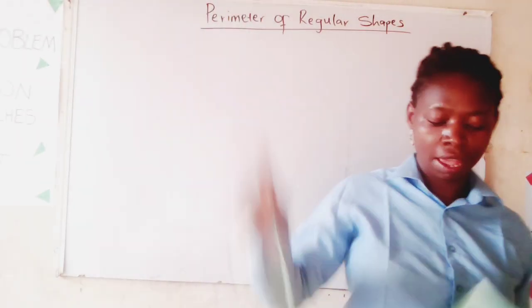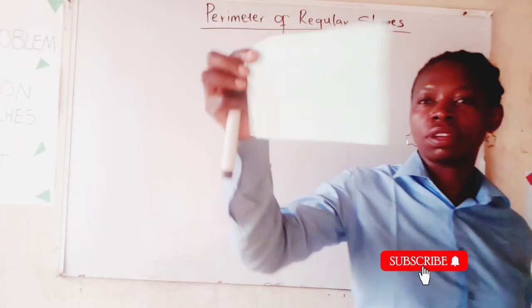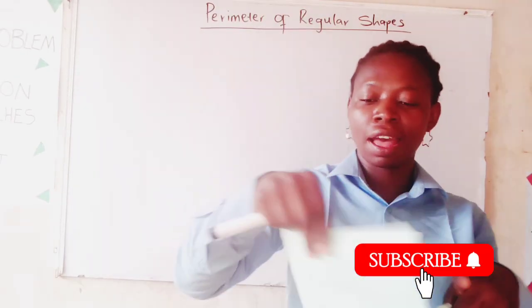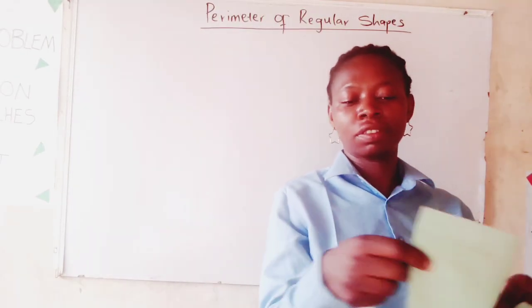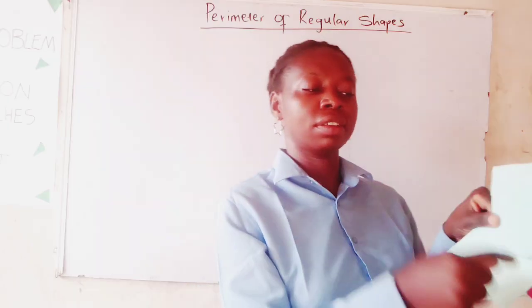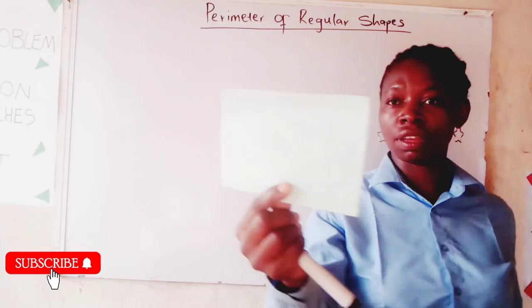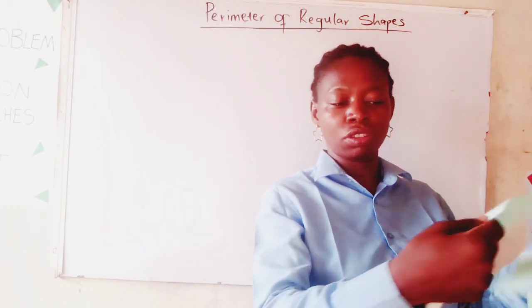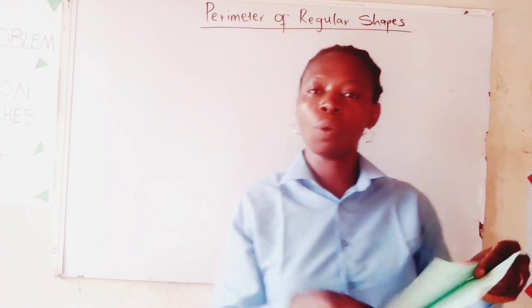They have 3 sides. This is a rectangle. It has 2 long sides and 2 short sides, and the opposite sides are equal. The opposite sides of a rectangle, this side and this side are equal, and this side and this side are equal. That's a rectangle. So the total distance around the boundary of this shape is what we call perimeter.